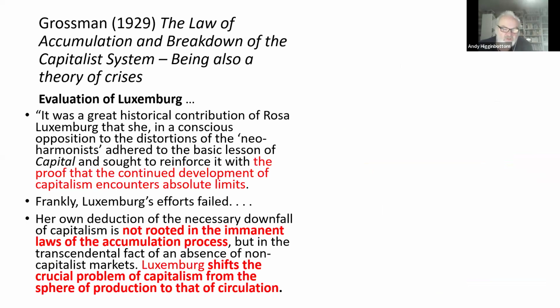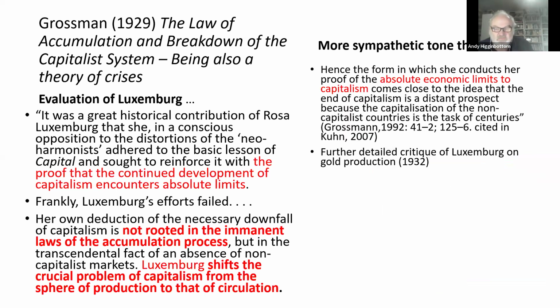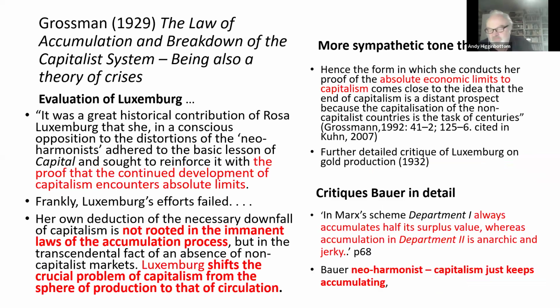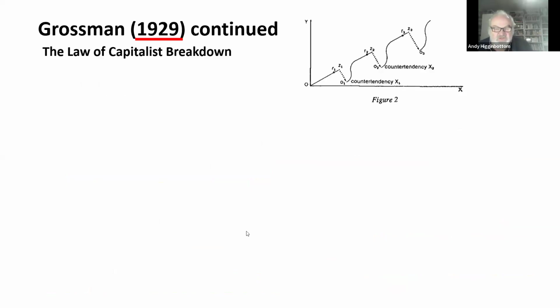Okay, so this is Grossman's main work. He's got a sympathetic evaluation of Luxemburg. Certainly the tone is far better and less, what's the word, polemical in a factional sense than that written by Bukharin. And he's also critiquing Bauer. I won't go into this in any detail, except to say this. His evaluation is that Luxemburg's good intent didn't succeed. Why? Because it's not rooted in the immanent laws of the accumulation process. He argues that Luxemburg shifts a crucial problem of capitalism from the sphere of production to that of circulation. And so he's trying to bring it back into production, and we'll see how he does it.